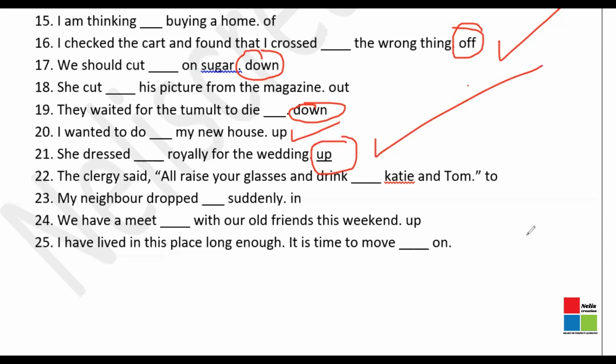The clergy said, all raise your glasses and drink dash Katie and Tom. Answer is to. Now, what does this mean? Raise your glasses and drink to. Drink to Katie and Tom. What does this mean? Where we are raising a toast. Raising a toast means when we are cheering for somebody, especially when we do it for a wedding or an engagement or for such functions, we usually say this kind of sentence. Drink to Katie and Tom. Wish them good luck for their life.